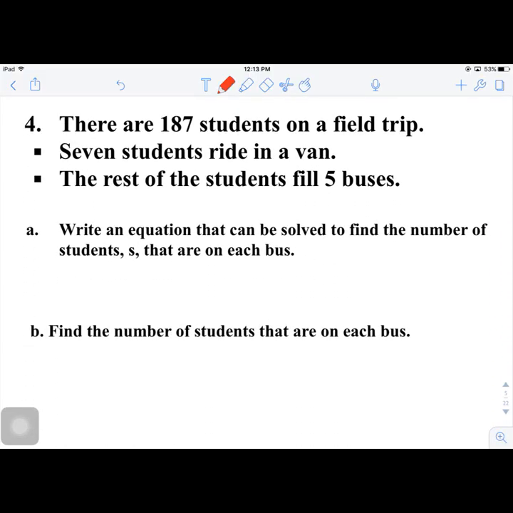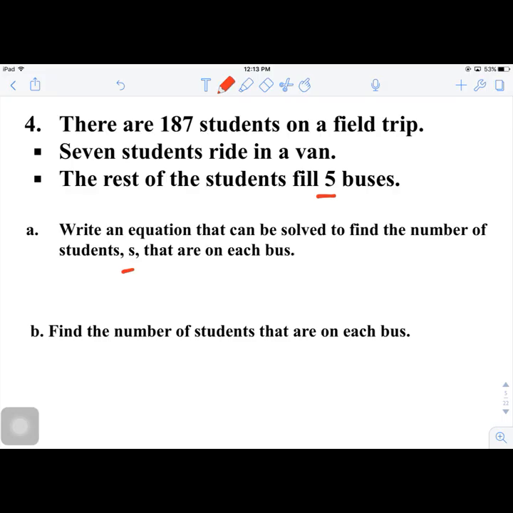Number 4, there are 187 students on a field trip. 7 students ride in a van. The rest ride to fill 5 buses. Write an equation that can be solved to find the number of students S that are on each bus.